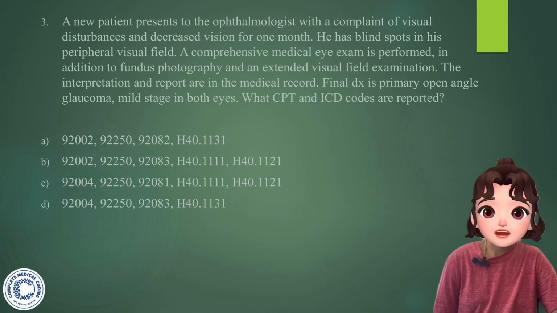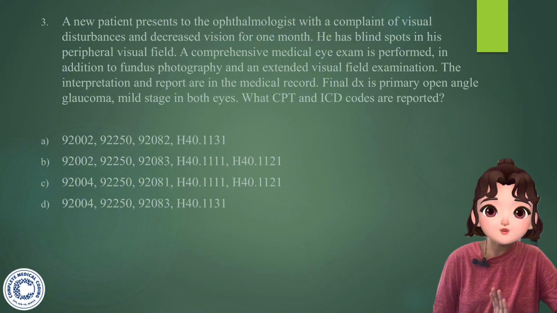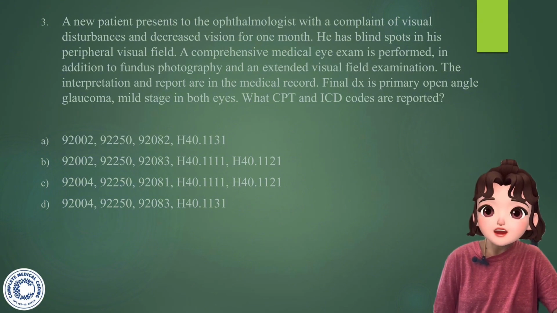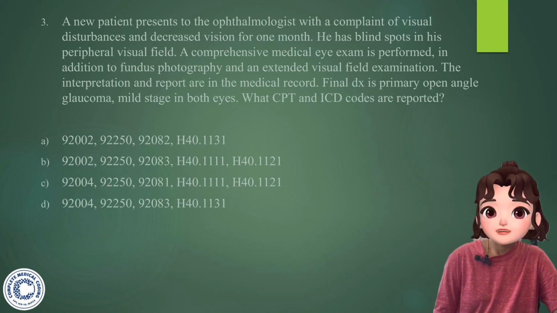So comprehensive medical eye examination. Yes, 92004 is comprehensive. Same ophthalmological services, medical examination and evaluation with initiation of diagnostic and treatment program, comprehensive, one or more visits, new patient. So this is the comprehensive code that you need, 92004. Now anyway, you got the answer, right? Still, let's look into the other codes.